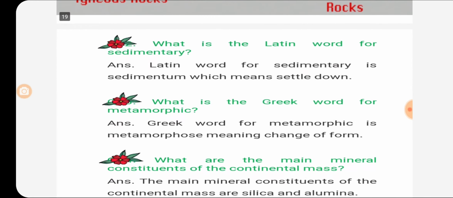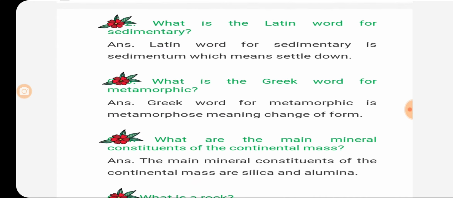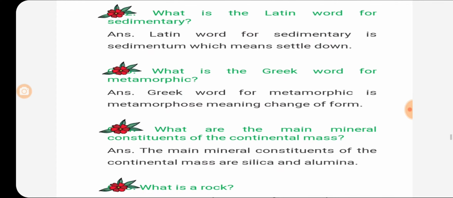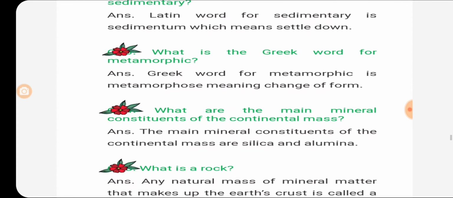Alright. Now let's discuss some questions and answers. These are the short questions and answers. What is the Latin word for sedimentary? The Latin word for sedimentary is sedimentum, which means settle down. What is the Greek word for metamorphic? The Greek word for metamorphic is metamorphos, meaning change of form.